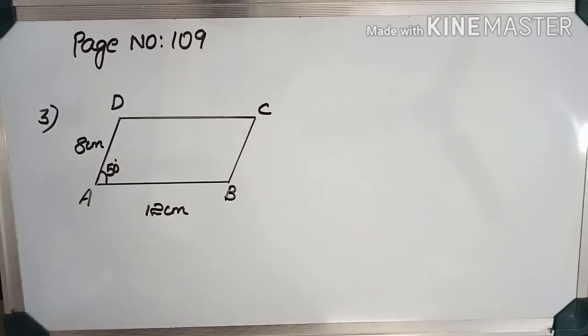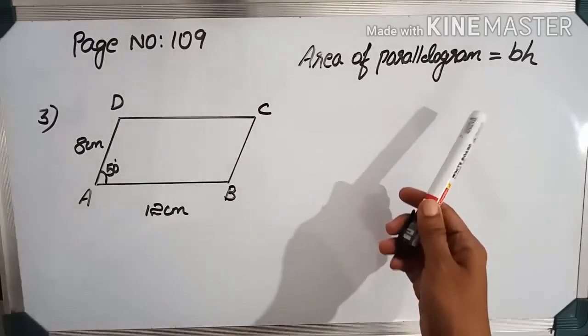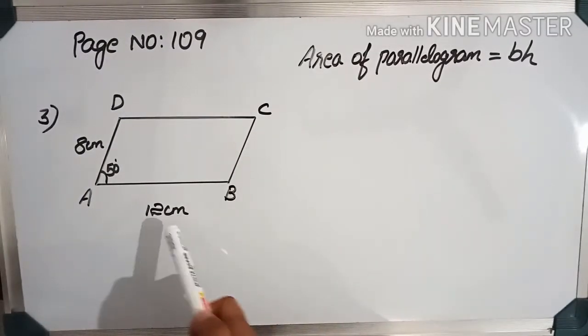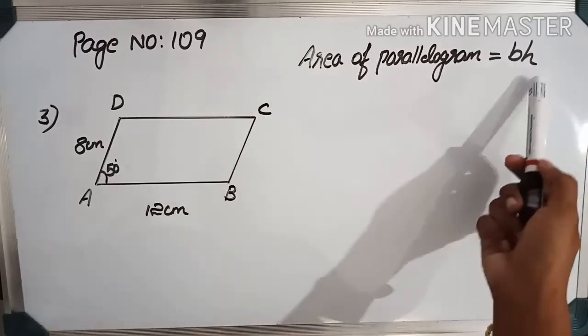First of all, the equation. What is the area of a parallelogram? It is BH. The area of a parallelogram is base into height. The base is already given in the question, that is 12 centimeter, and height we need.